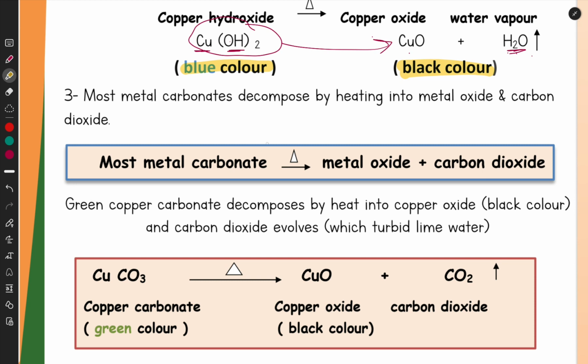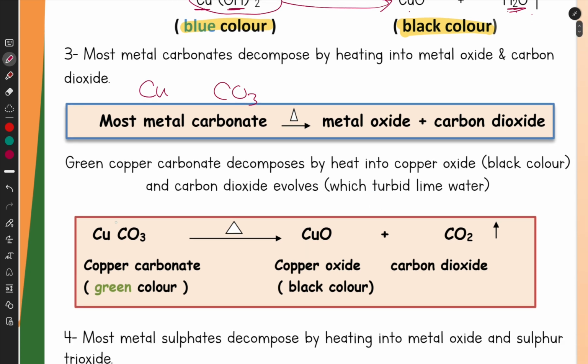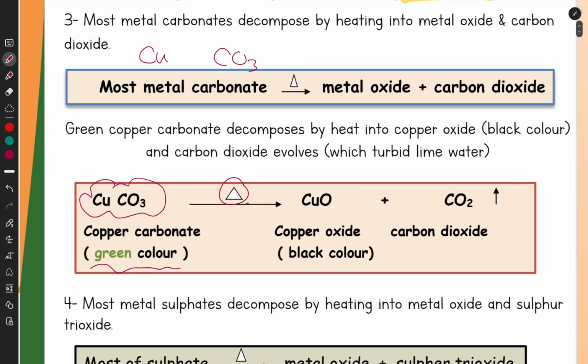What about most metal carbonates? The metal we will use right now is copper, and carbonate means CO3. So copper carbonate is CuCO3. This is a green compound. We'll heat it, the symbol of heating is delta, and this will produce CuO.